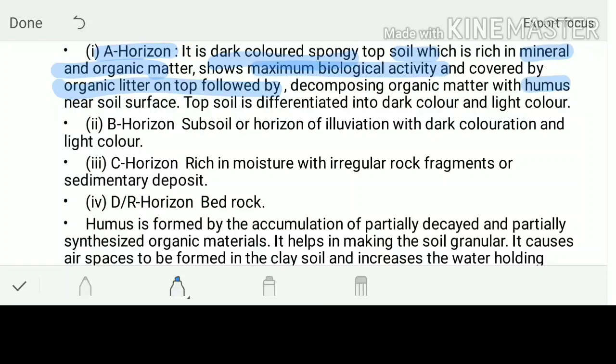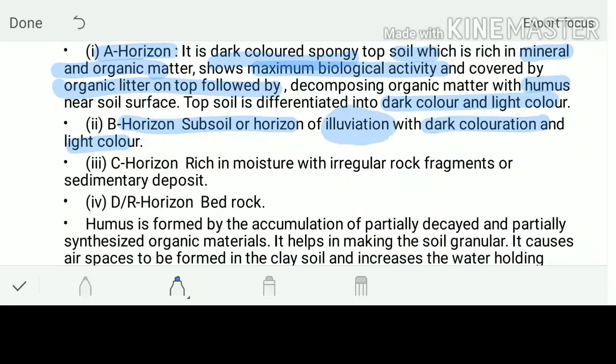Now, what is the color of the A horizon? It is dark and light, both colors. In the case of the B horizon, you have the subsoil, which has both dark and light color, and it is the region of illuviation. Hopefully you do remember the meaning of illuviation.